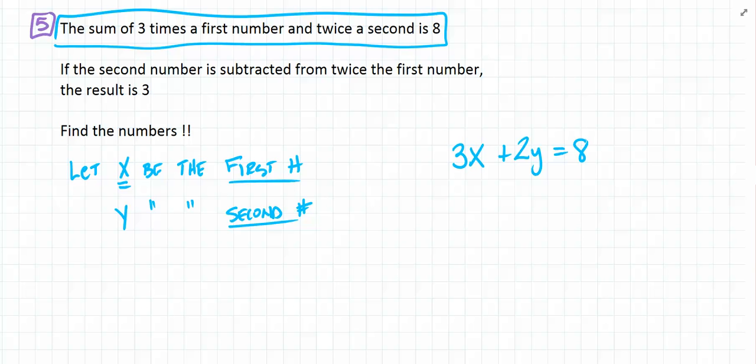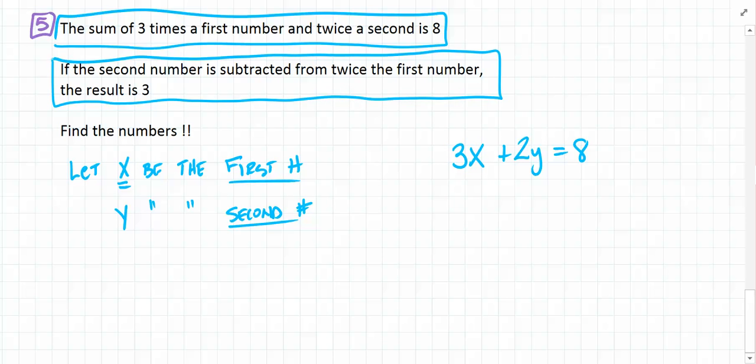Awesome. Now I have this next statement here. If the second number is subtracted from twice the first number, the result is 3. How do I write this down? 2x minus y. Very good, you guys said it right. 2x minus y is worth 3. The second number, which is y, is subtracted from the first number, and the first number happens to be twice x. So 2x minus y equals 3. Great. Go for it. Let me know what you get.